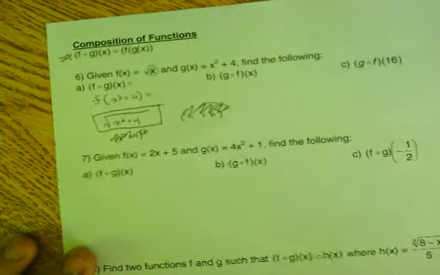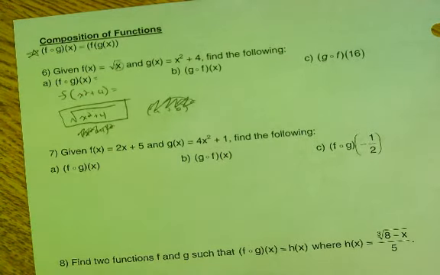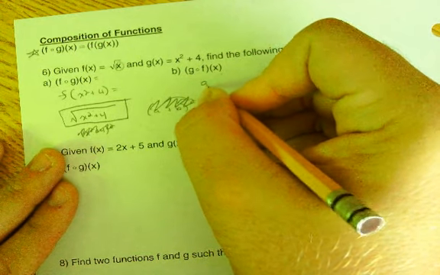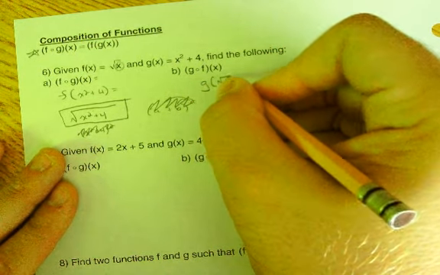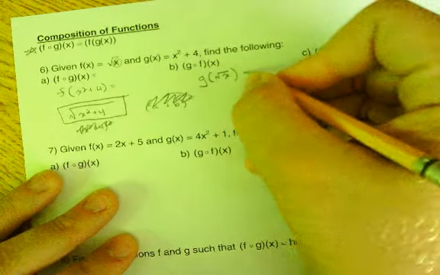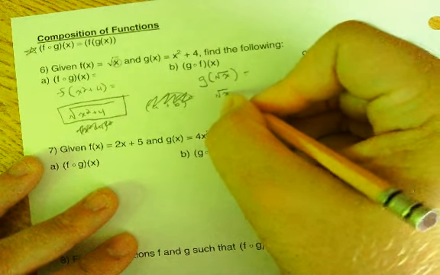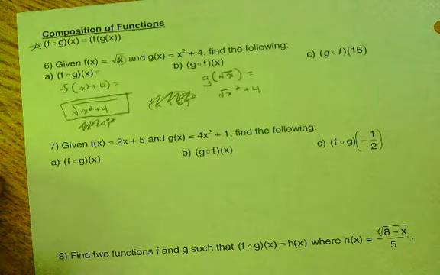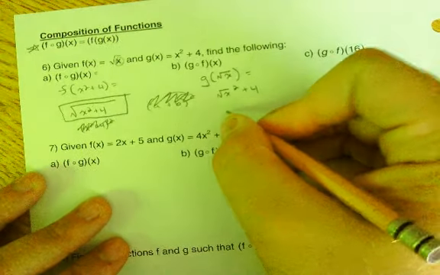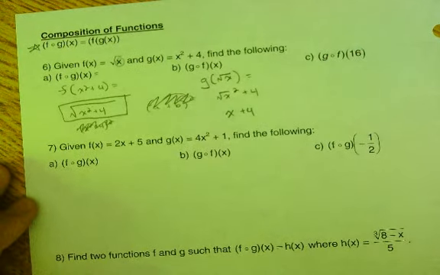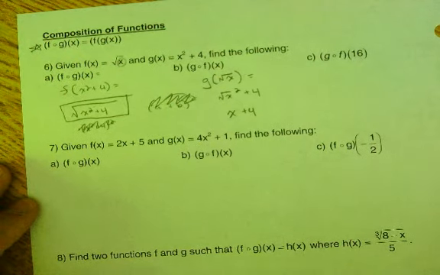Alright, now we're going to take f and plug it into g. So this is going to be g of root x. That means every time we see an x, we're going to replace it with a root x. So this is going to become root x squared plus 4. What is root x squared? There's a more technical way to do it, because the square root of a squared is absolute value, but I think this is all we're expecting of you.